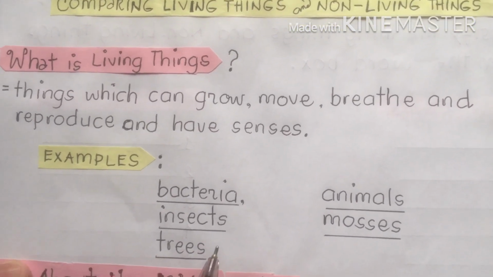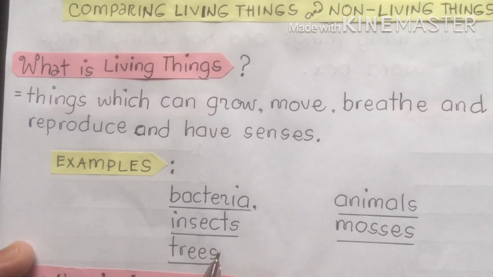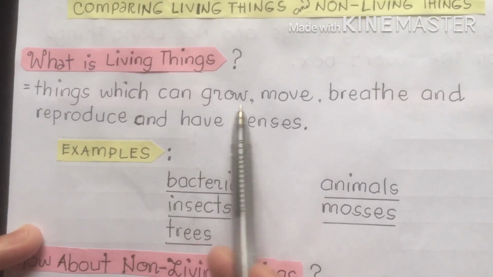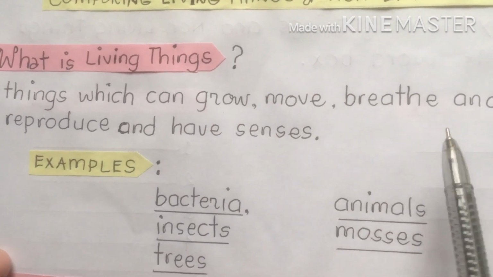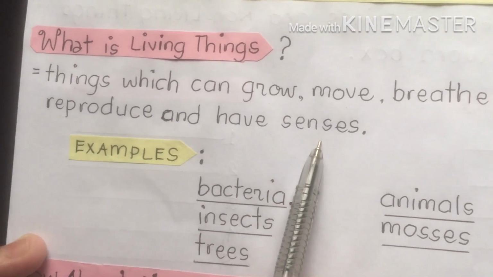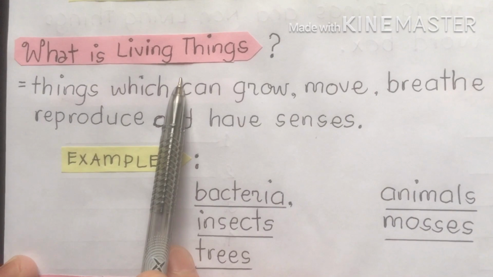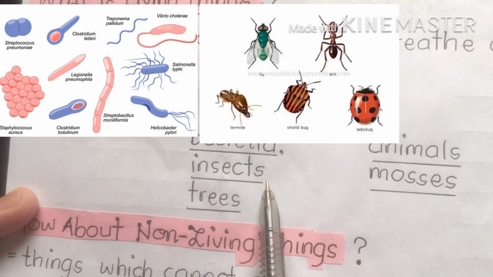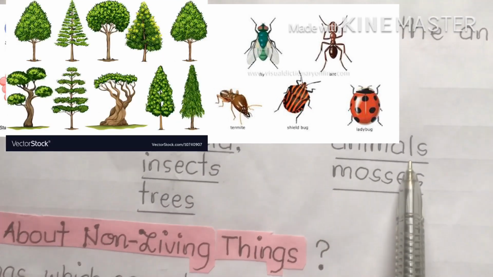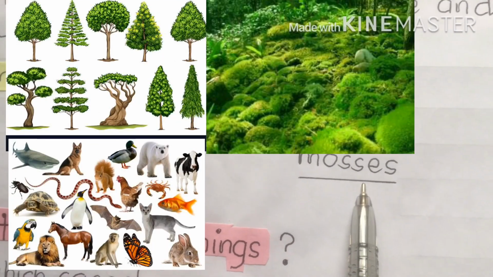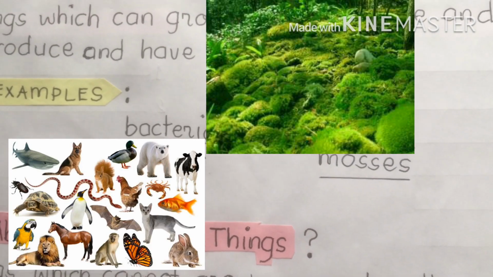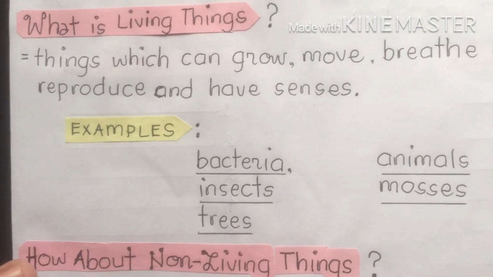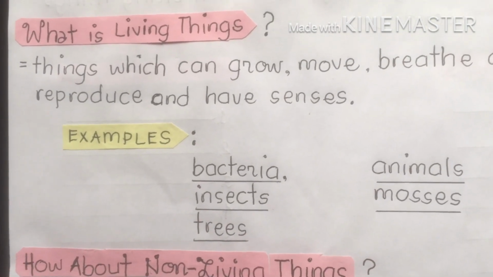Today in class, we're going to identify first the definitions. What are living things? Things which can grow, move, breathe, reproduce, and have senses refer to living things. Examples: we have bacteria, insects, trees, animals, mosses. These are examples of living things that can grow, move, breathe, reproduce, and have senses.